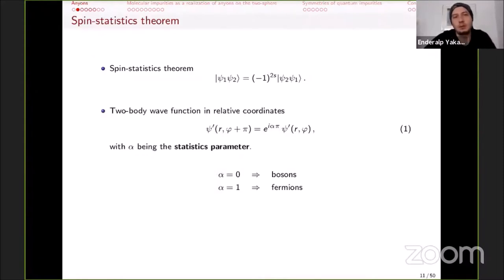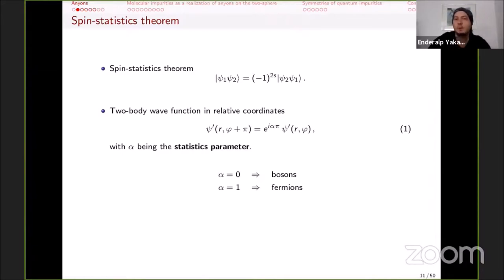As you know, according to the spin-statistics theorem, if you swap two particles, then you will obtain a phase factor, which is given by minus one to the power 2s. s is the spin of your particle. It could be either integer or half integer. In fact, you can write down this swapping exchange property in a two-body wave function in relative coordinates. So for example, if you define this two-body wave function in relative coordinates, and if you rotate by pi, then you will obtain a phase factor, which is given by e to the i alpha pi. Here, alpha is called the statistical parameter.